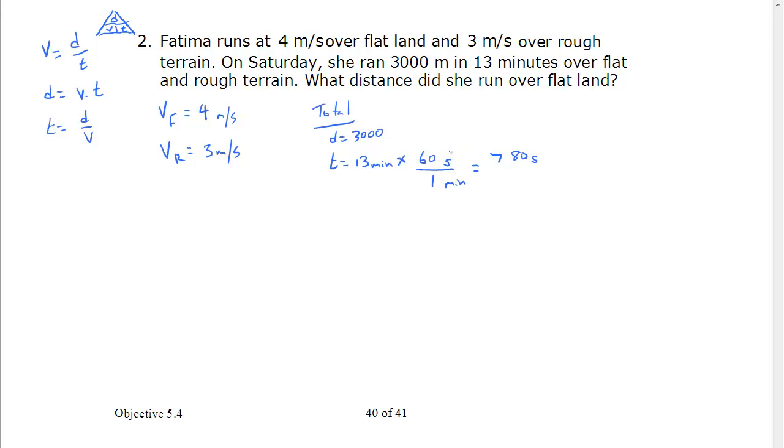Now, we don't even have any variables yet, so what are we looking for? We're looking for distance over flat land. So we can say the distance over flat is going to equal x, and the distance over rough is going to equal y. So those are our two variables. Now we need to use the combination of what we know, which is 4, 3, x, and y, and add those pieces together the right way to get our totals, which are distance and time.